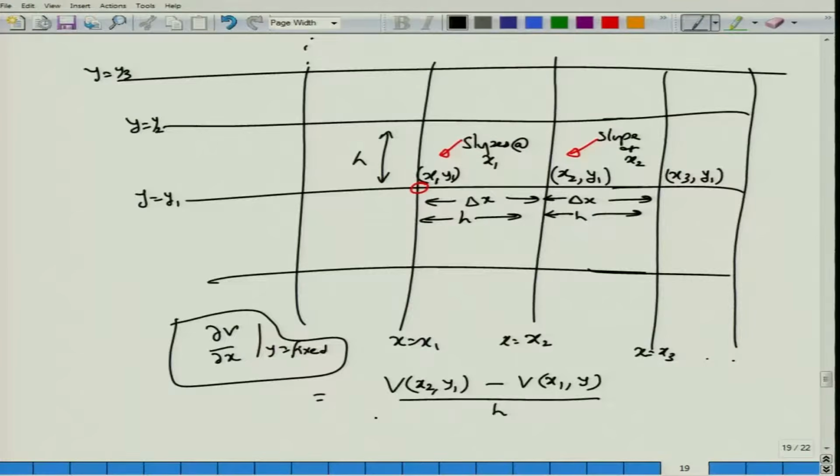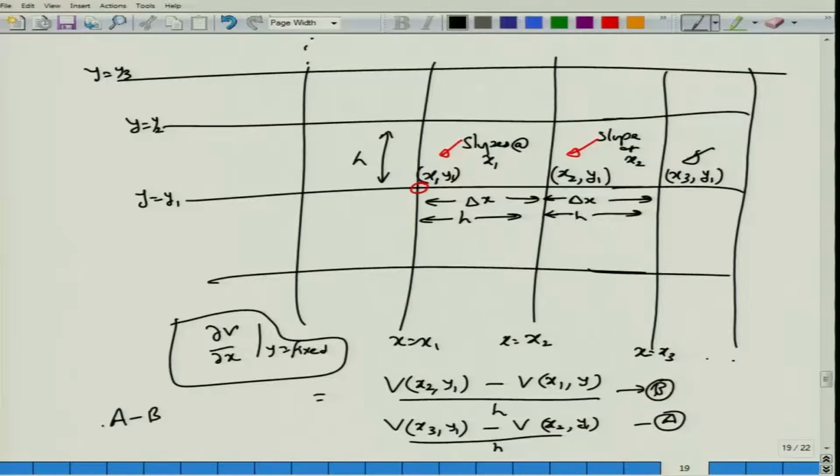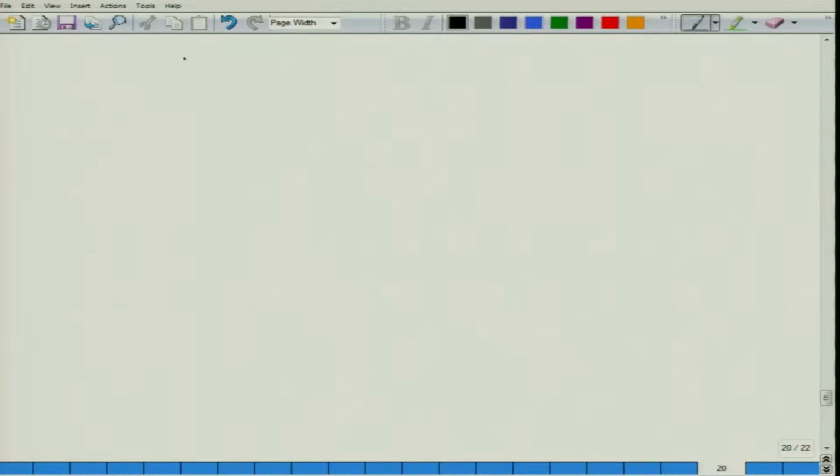Similarly, the slope at x2 will have v of x3 comma y1 minus v of x2 comma y1, right? So the slope at this point will require the value of the potential at this one, and then divide this by h. Once you have done this, you have to subtract the two. Let's call this a, call this b. What you need to obtain for del square v by del x square is a minus b.